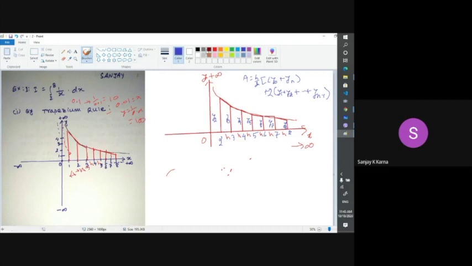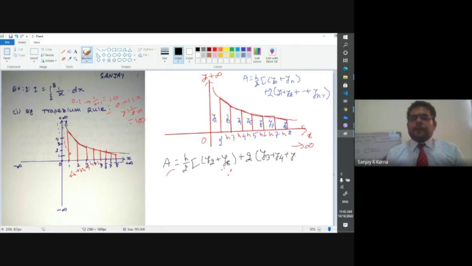Okay, so let's find the area. In this case it will be given by h by 2, and its initial value is y0, so here the initial value is y2, so we write y2, and the last value is yn, so here the last height is y8, so we write y8, and then for the rest of the things there is 2 times: y3 plus y4 plus y5 plus y6 and plus y7. So this is the formula.